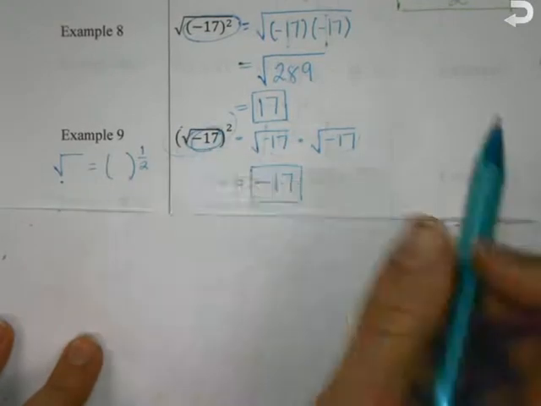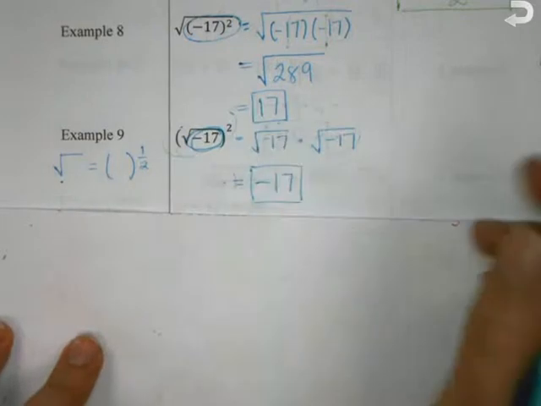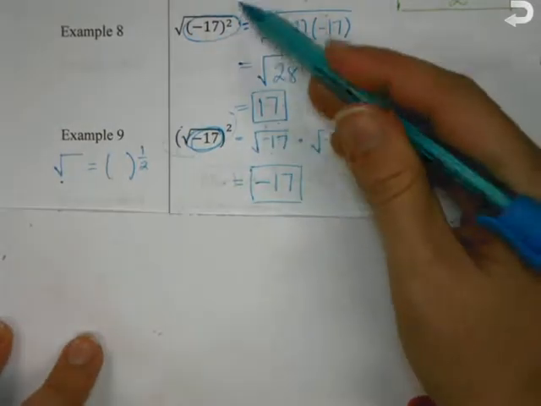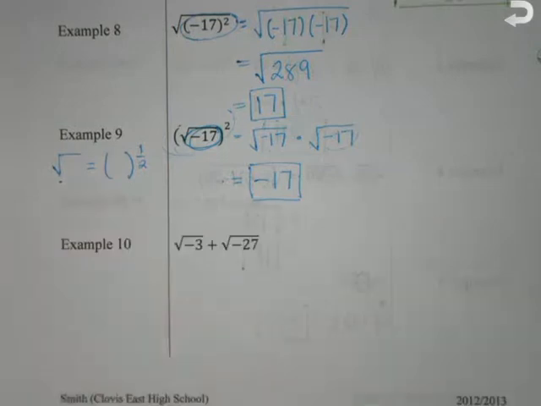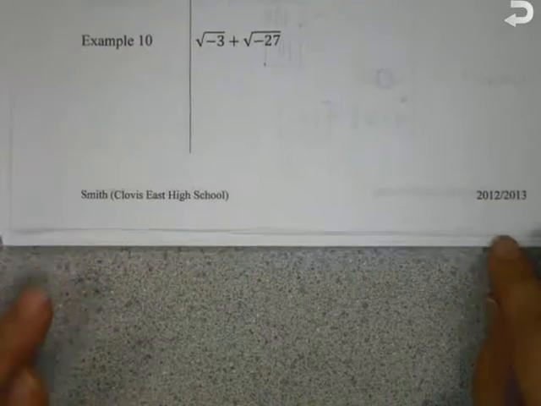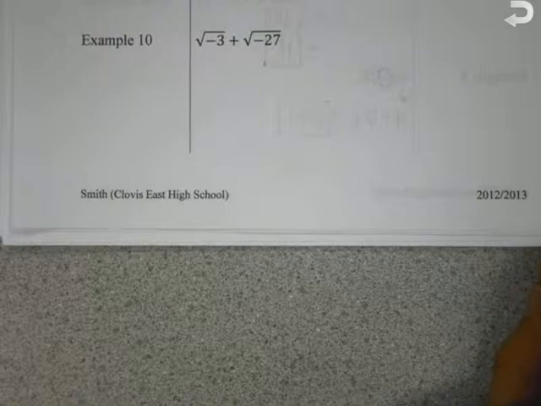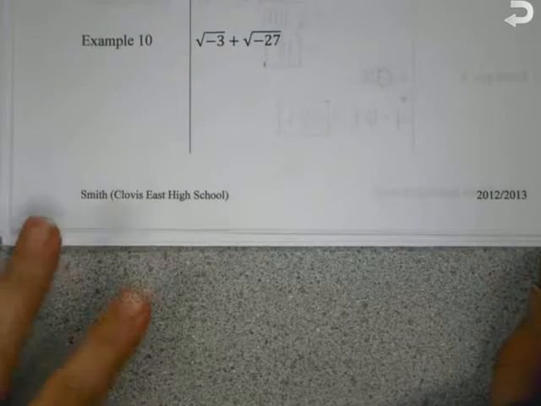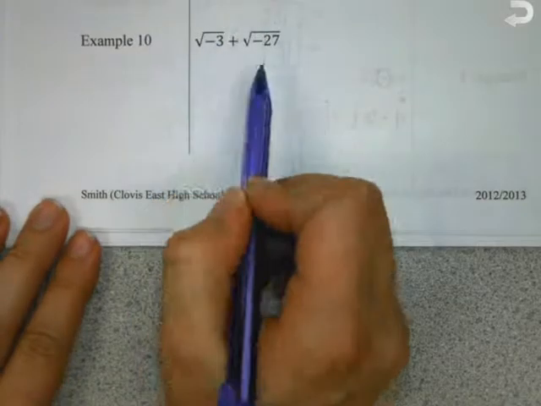Okay, last one, example 10. Root negative 3 plus root negative 27. Okay, neither one of these are perfect squares, right? But this root negative 3 has a negative, so I can at least rewrite it as I root 3. So I can take out that negative and rewrite it as I.